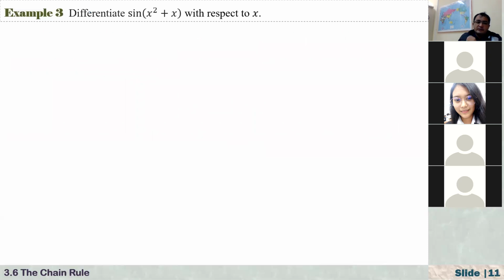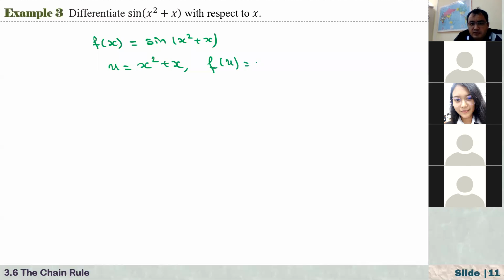Okay. So differentiate this function again. We are just going to use a simple chain rule idea. Here our function is, let's say, f of x is equal to sine of x squared plus x. Suppose that u is equal to x squared plus x. Then our function f will be sine of u.